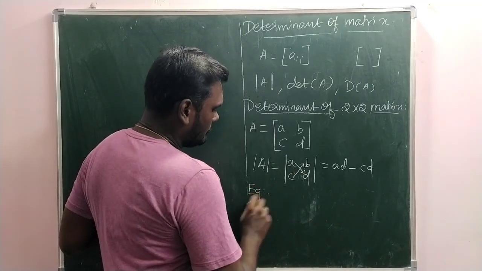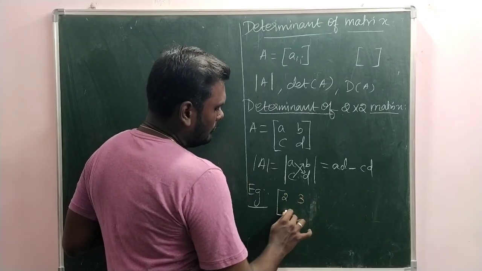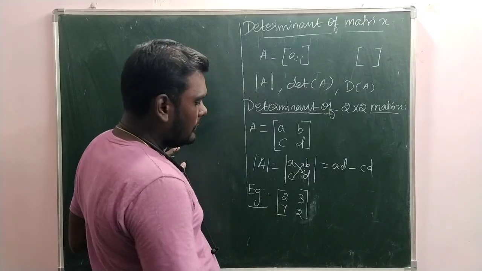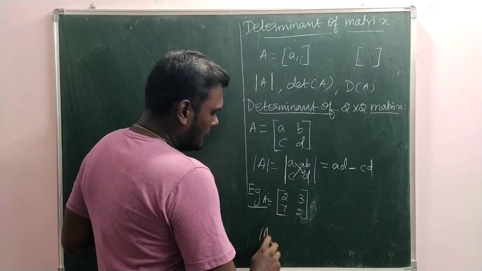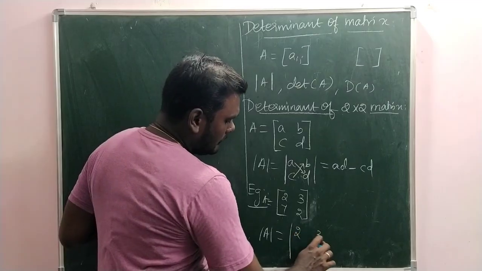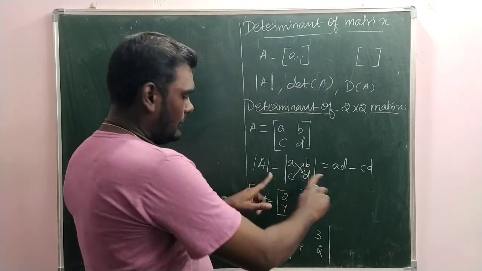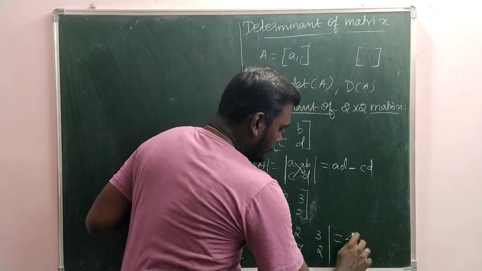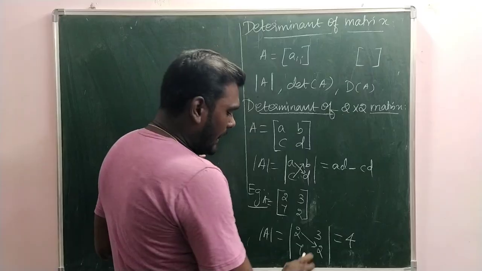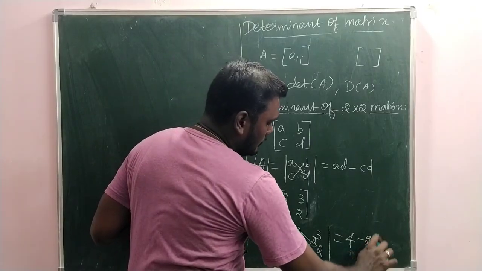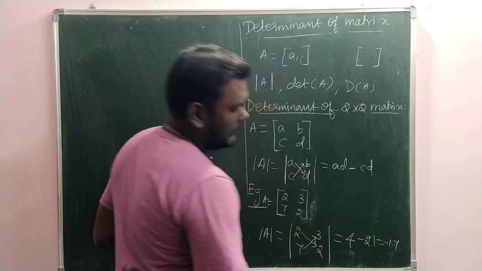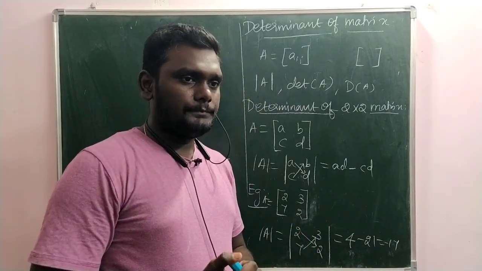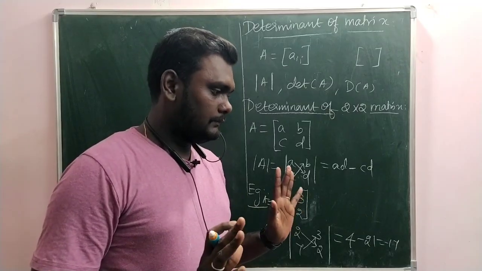For example, you take 2, 3, 7, 2. Like this I am taking one matrix. Now this is the matrix A. Determinant of A means the determinant of this 2 by 2 matrix. I removed the square bracket and kept 2 vertical bars. So the value is 2 twos are 4 minus 7 threes are 21. So minus 17 is our answer. So this minus 17 is the value of the determinant of the matrix. Okay, any doubts on this?